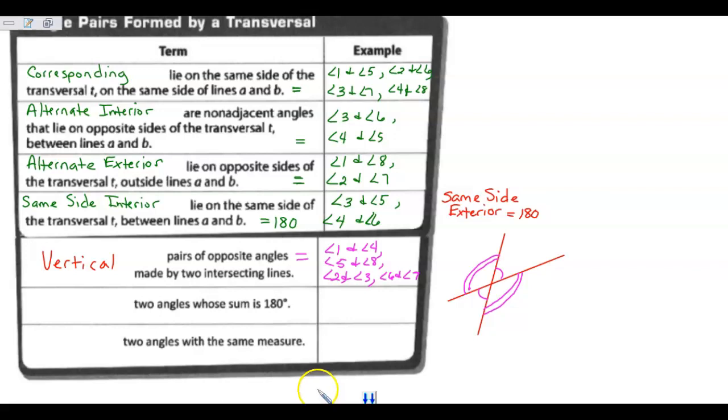When I have two angles whose sum is 180, they are considered to be supplementary. If they're angles with the same measure, then they are considered to be congruent. So the equal 180, it's supplementary. If they are equal to each other, then it is congruent.